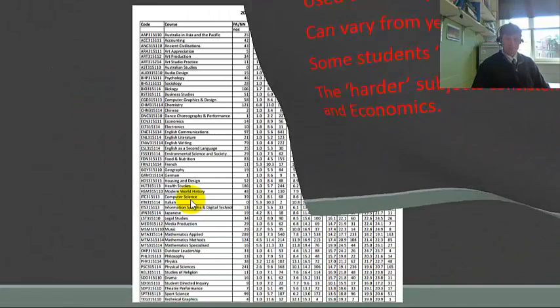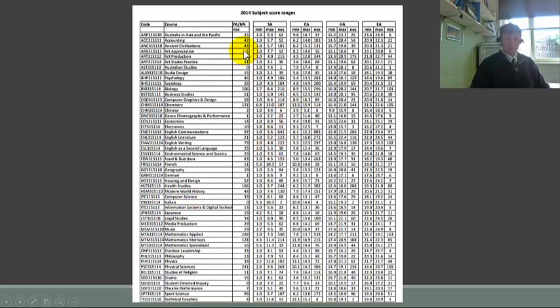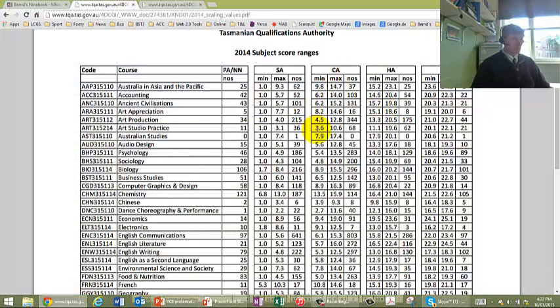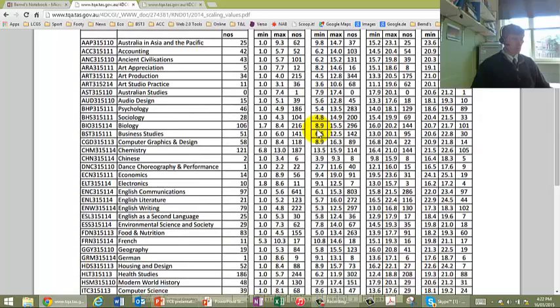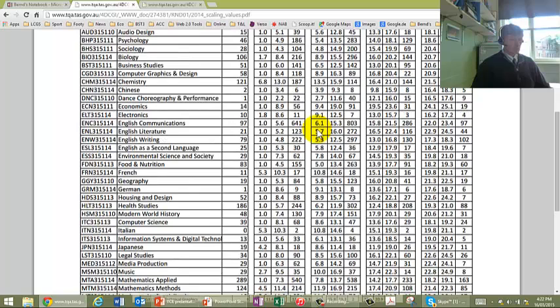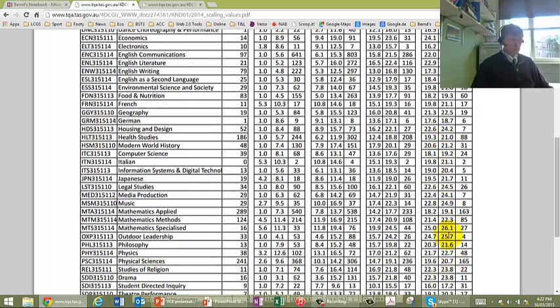Here's a list from 2014. You can see what happens in 2014 if you choose to go and have a look at the TQA site. Again, this is the same one, but you can also find ones for 2013 and so on. You can see here that there's some high scoring subjects, housing design, economics, as I mentioned, is up the top, and maths specialised, and there's a few others there as well.